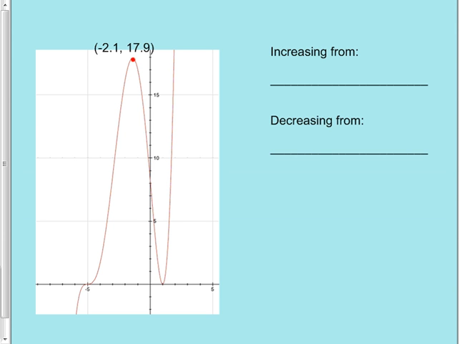Try to answer it. Notice these are x's. Decreasing from where to where? Remember, your answers are x's.